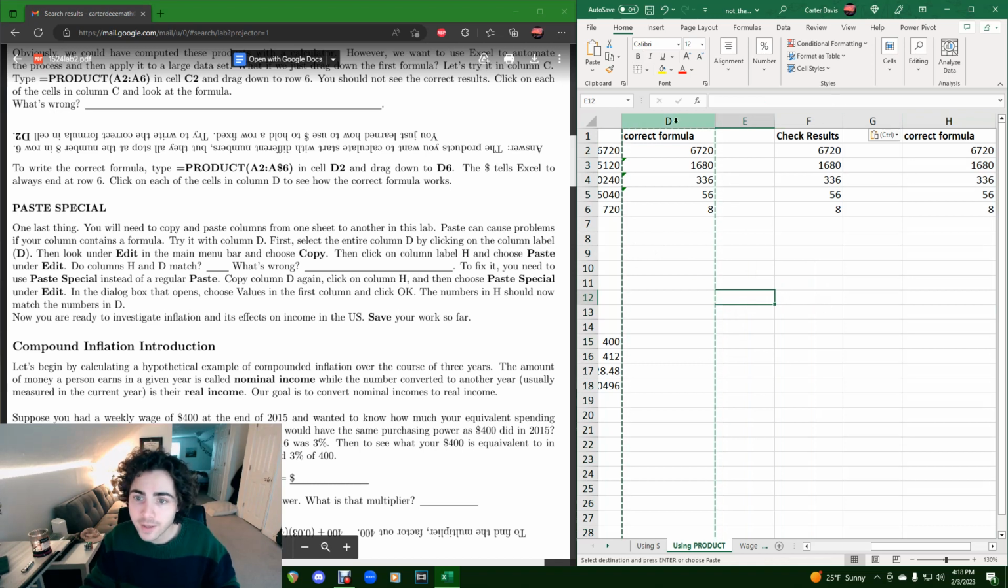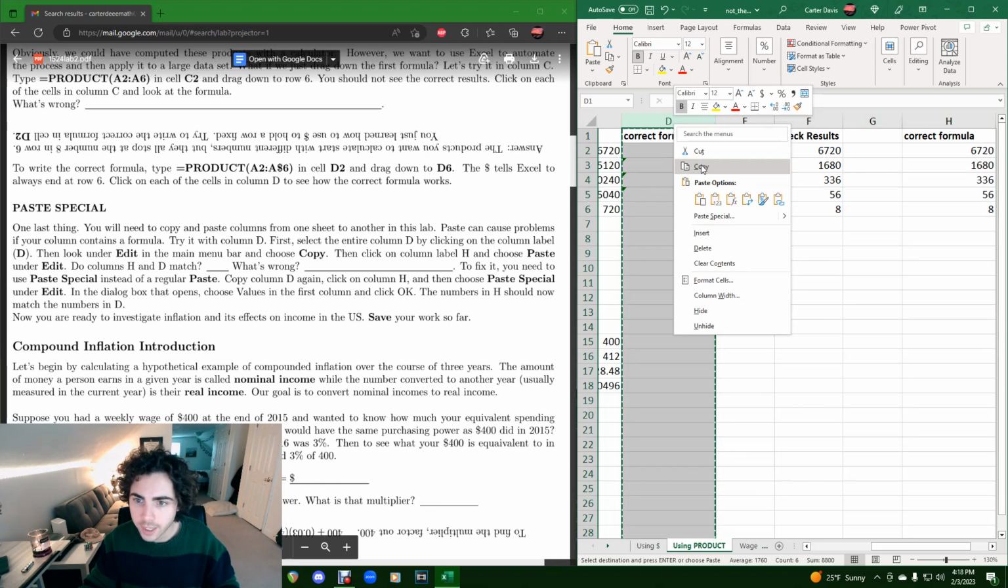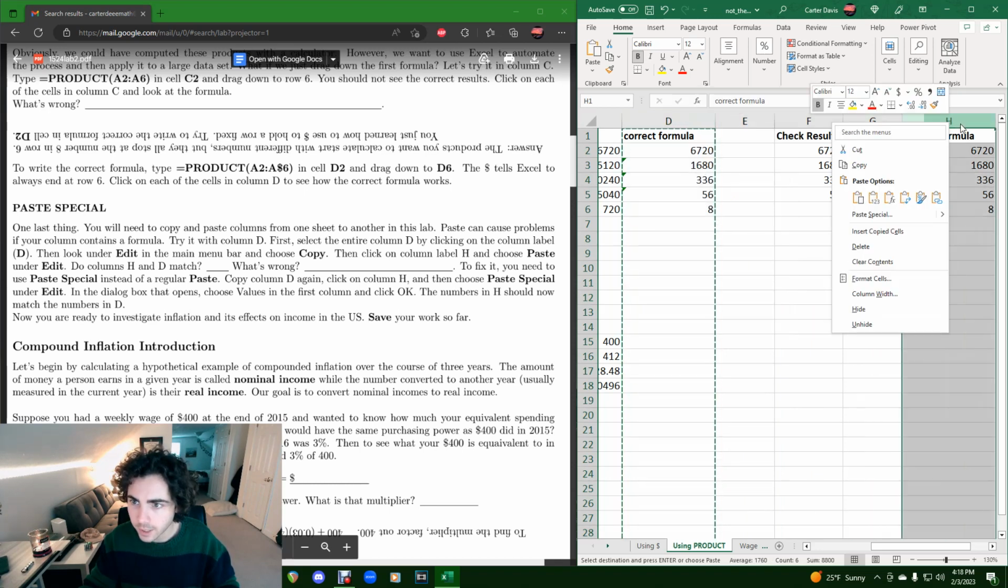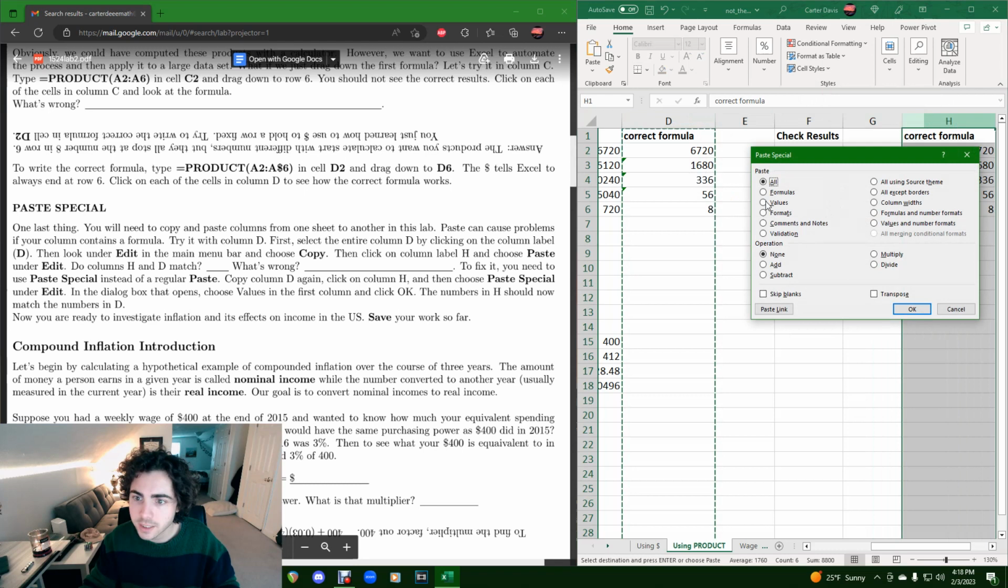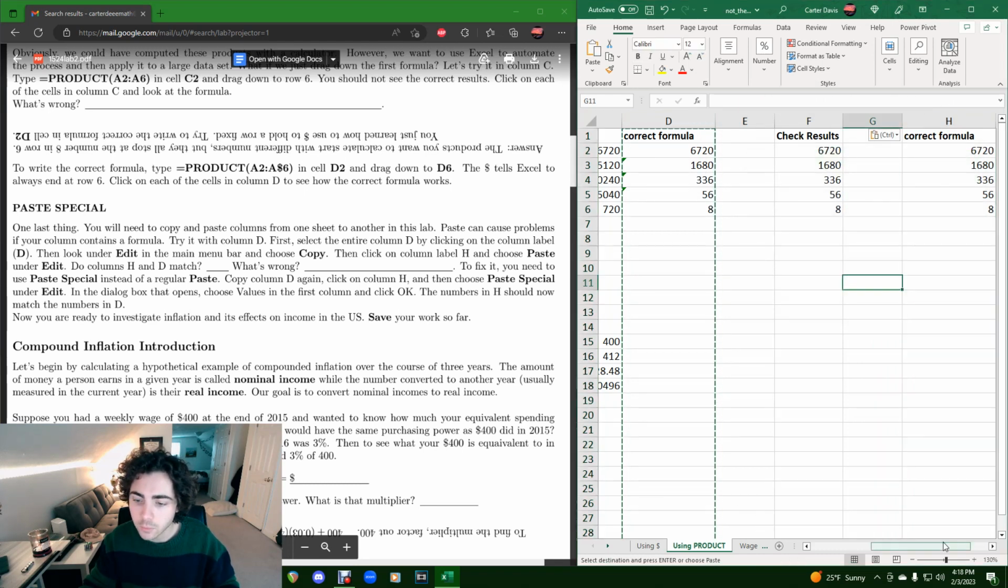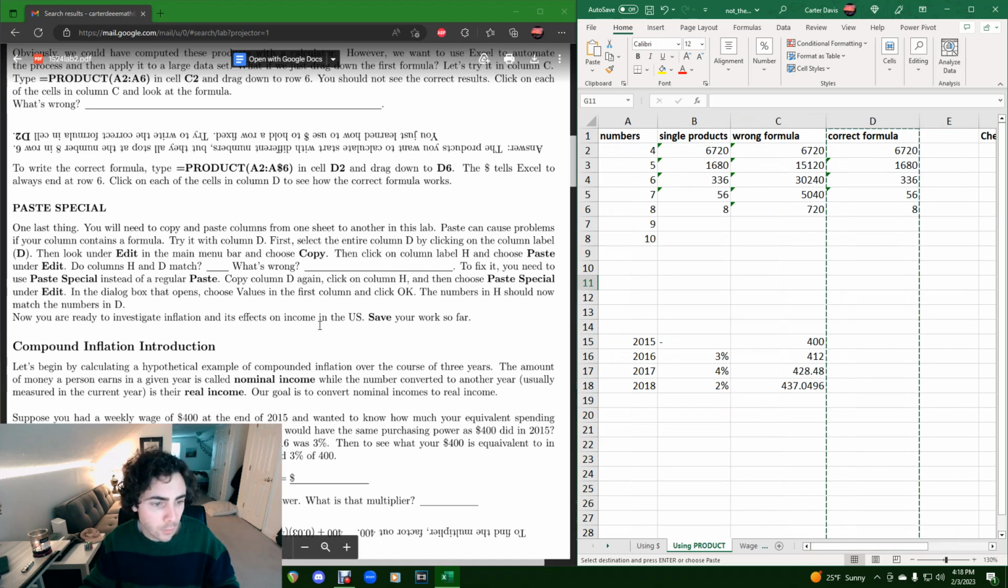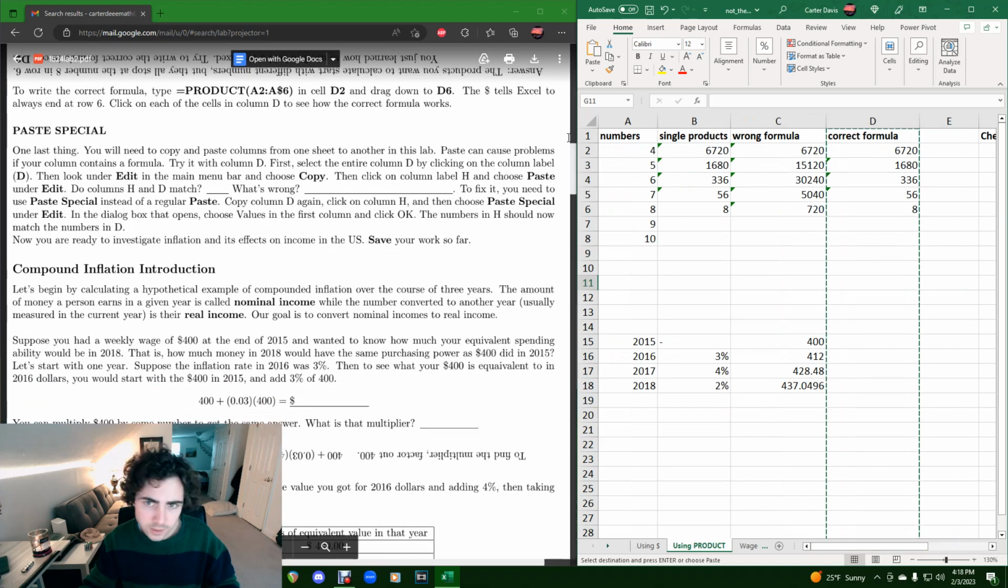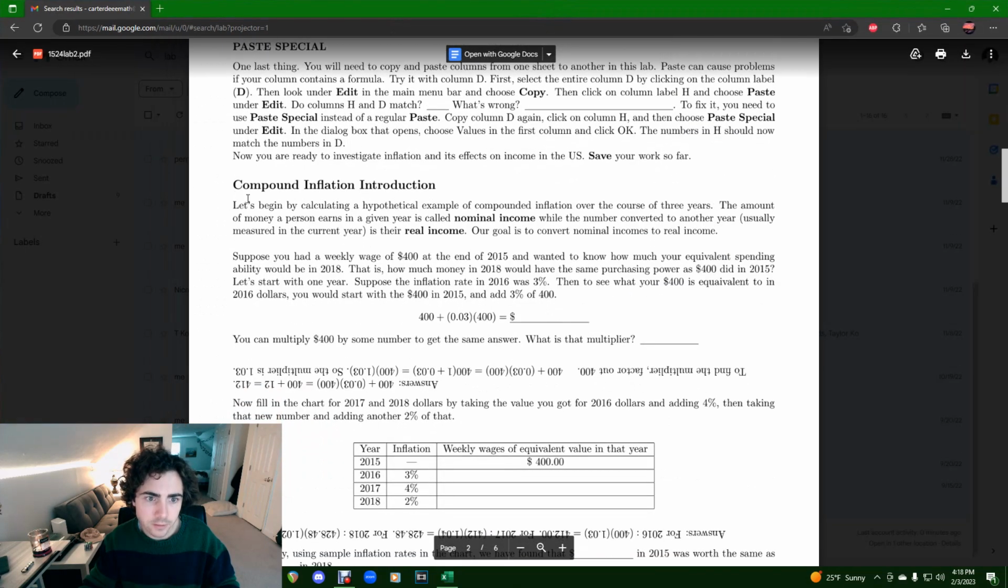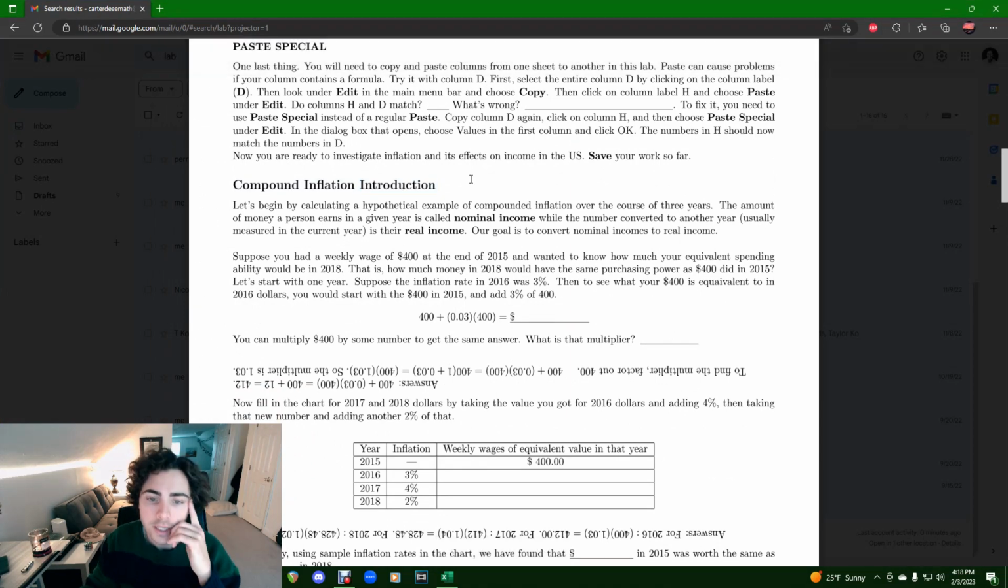Anyway, another way they have you do it, just real quick, is you can click on D, and do it all by right-clicking, hit copy, right-click on H, hit paste special like they say, then click on values, hit OK, and that works too. Same idea. All right, that's pretty much it for the Excel functions. Let's get a good look at the compound inflation introduction.